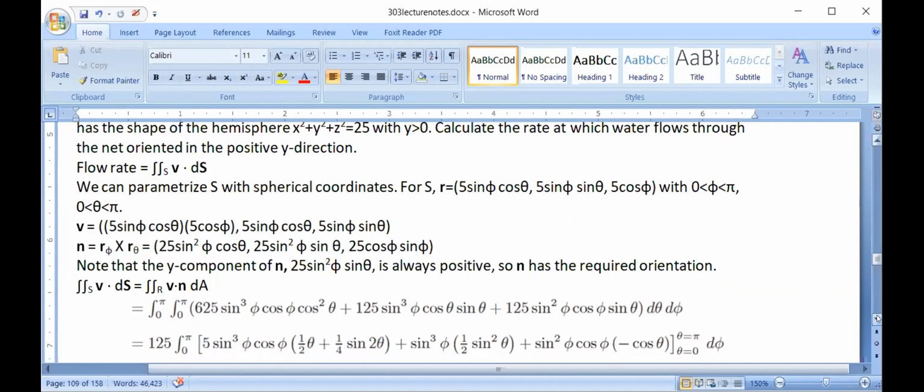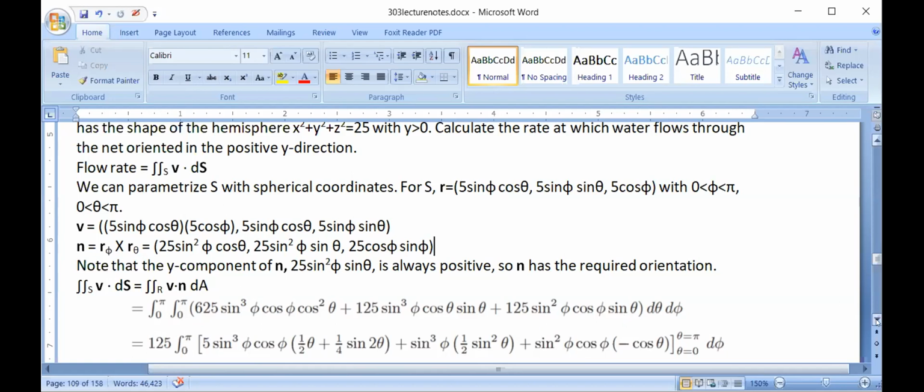So after doing the necessary substitutions and calculations, integrating everything, you get this whole thing. So 5 sine cubed phi cos phi, and then after integrating the double angle expression, you get half theta plus a quarter sine 2 theta. And then over here, after doing the substitution, you get sine cubed phi and then half sine squared theta. And then over here, integrating sine theta, you just get negative cos theta. And then all that was times sine squared phi cos phi. And for convenience, I have taken the constant 125 and pulled it out.